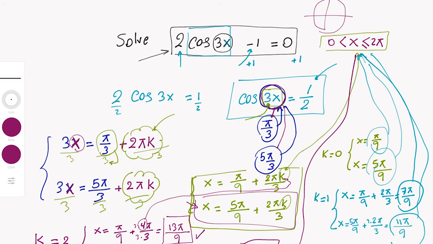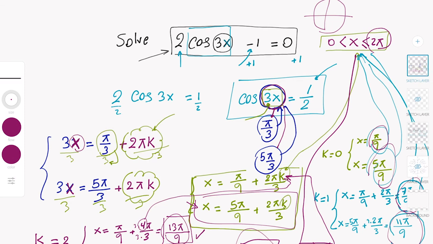So we got 6 solutions, and when you plug k equal to 3, then it's not going to work, because when you plug 3 for the k, the answer you're going to get for x is more than 2 pi. So we stop here. We got 6 solutions: 1, 2, 3, 4, 5, 6. Let's have one more example.